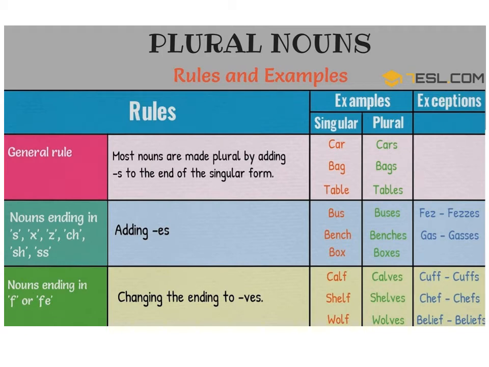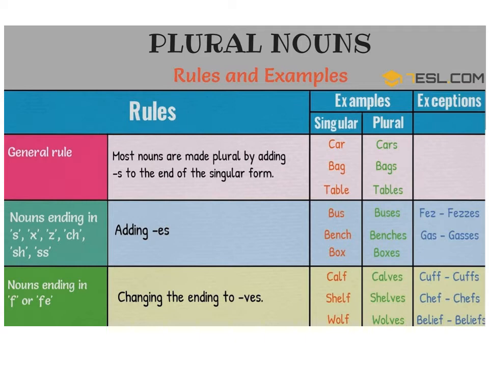Now let's have the plural nouns, rules, and examples. Rules are the things that we need to obey, right? In making plural nouns, here are the rules and examples. The general rule: most nouns are made plural by adding s to the end of the singular form. Again, most nouns are made plural by adding what letter? Great. Letter S to the end of the singular form.